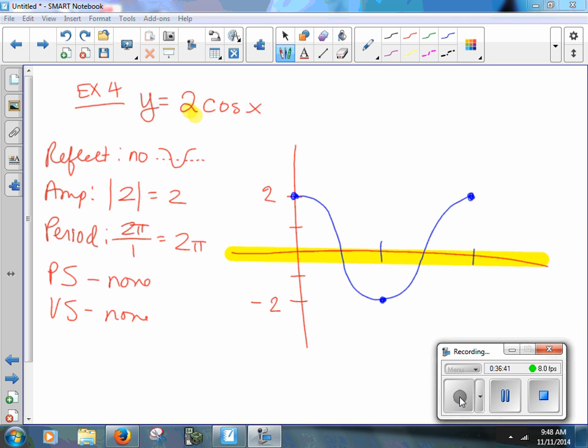Where did it start? What's the x interval for the starting point of that function? 0. What's the end point? 2 pi. What's the minimum value of x? And the x-intercept is pi over 2. The other x-intercept is 3 pi over 2.